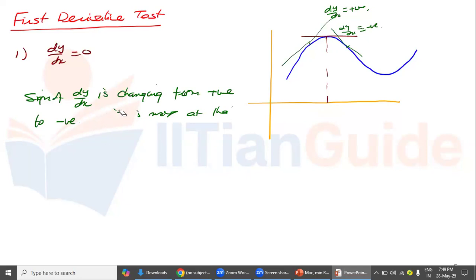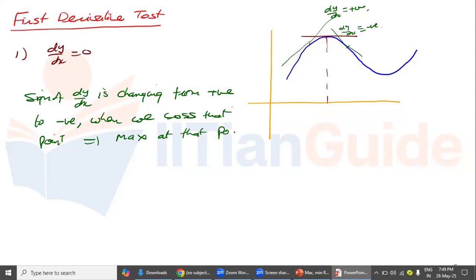When we cross that point, from positive to negative, it implies that it is maxima at that particular point. But the word "cross" is not quite the correct word. When we cross the point, that means we move from left to right. We don't move from right to left. We need to move from left to right.